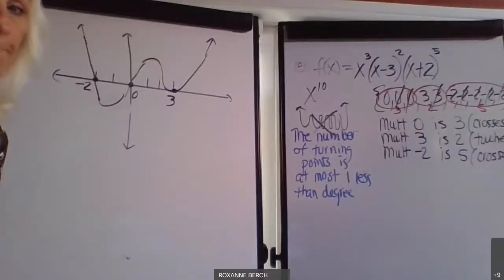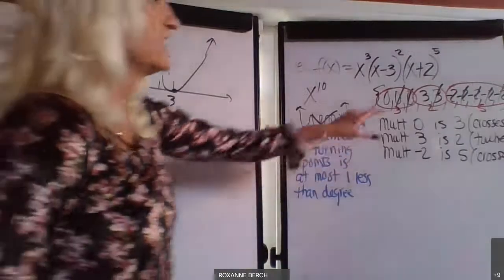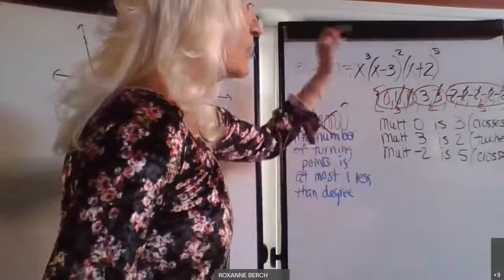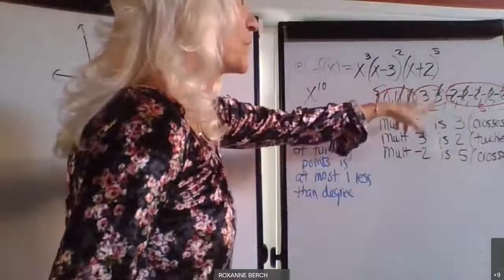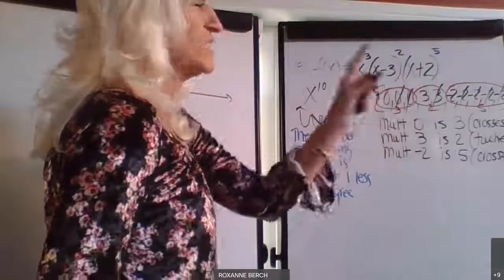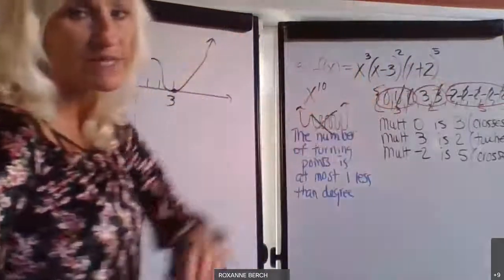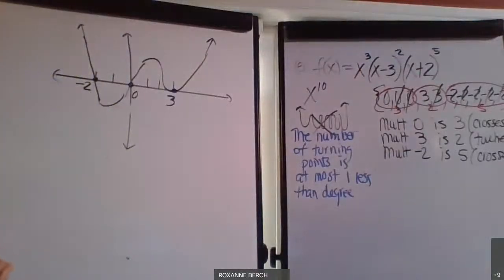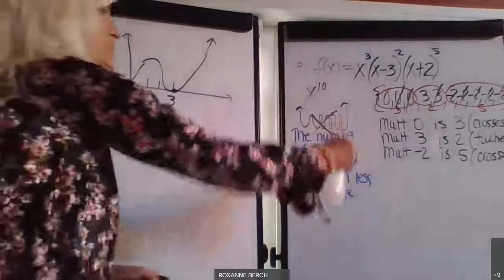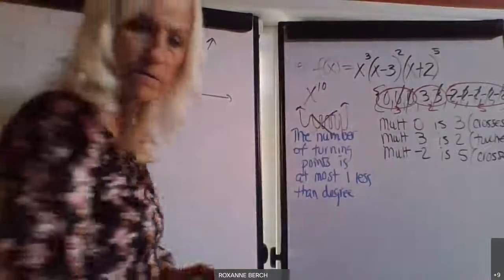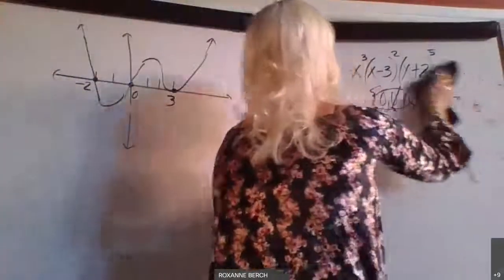Do you need me to explain it again? No, I got it. Yeah. So since we saw 0 3 times, it crosses. Since we saw 3 2 times, it touches and turns. And since we saw -2 5 times, it crosses. You guys okay? Yeah.